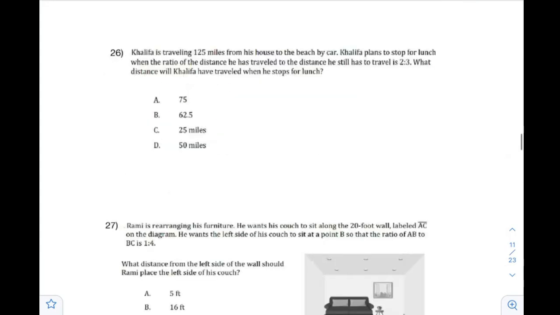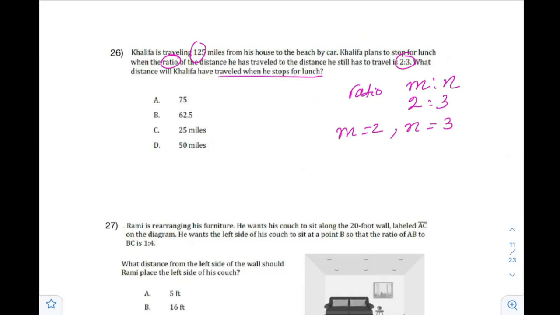Question 26, Khalifa is traveling 125 miles from his house to the beach by car. Khalifa plans to stop for lunch where the ratio of the distance is 2 to 3. Whenever he says the ratio, then it is M to N, 2 to 3. So our M is 2, our N is 3. What distance will Khalifa have traveled when he stops for lunch?